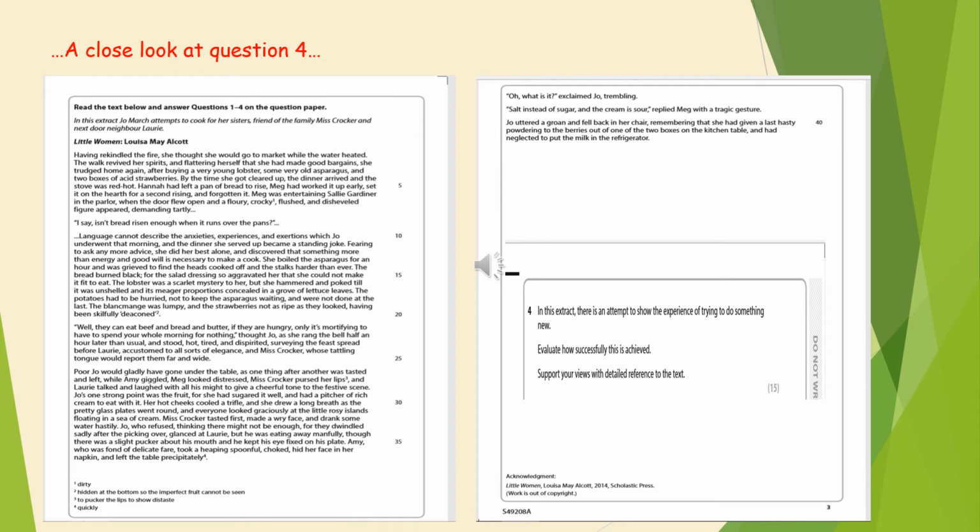Question 4 is undoubtedly the hardest question in this section. It gains the most marks, but it also means that you have to look at the text as a whole to make your points. If you look at the question, it says evaluate how successfully this is achieved. So evaluate means that you have to say it has been successful. Remember, it's easier to argue success than it is to argue that it's not successful. And again, we get that allusion to quotations: support your views with detailed reference to the text.